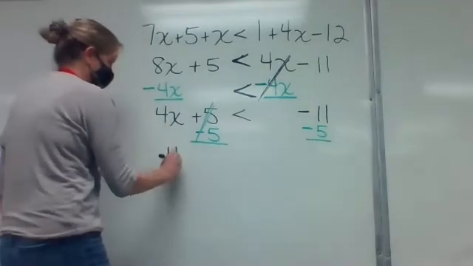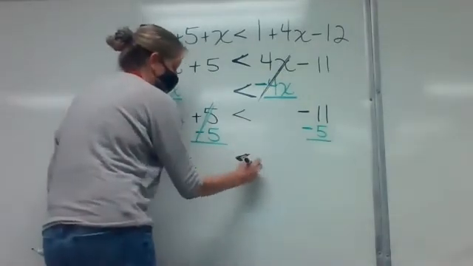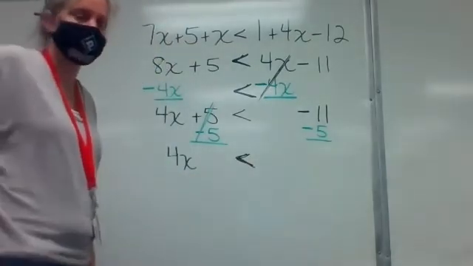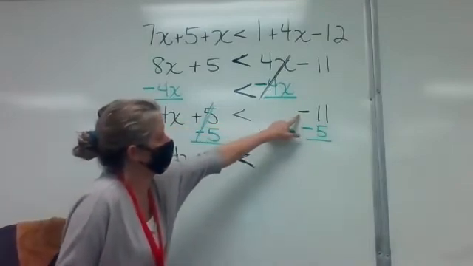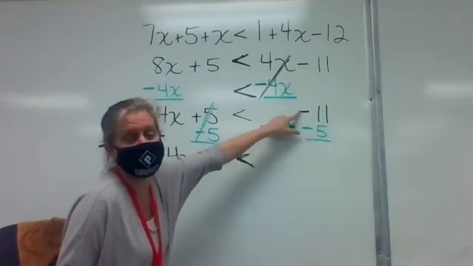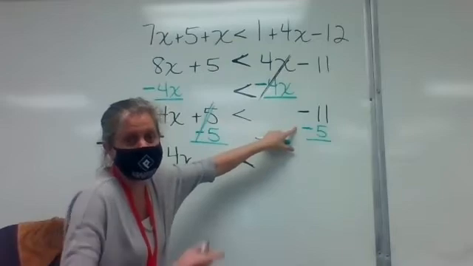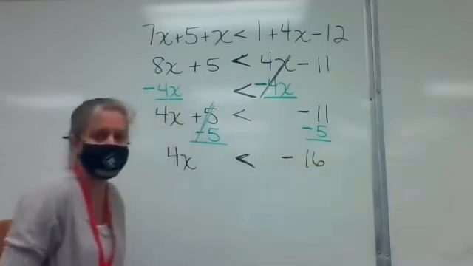So now you have 4x, so I'm getting closer. Still just drop down my symbol. I still hadn't divided by a negative, so I haven't had to switch it around. Over here, if you want to type this in, you need to type in negative 11 minus 5, or think of yourself as negative 11 degrees and going down 5 more. You go down 5 more, now you're down to negative 16.